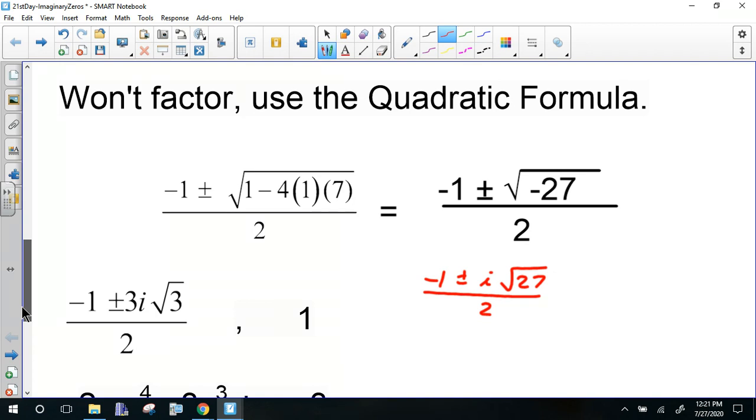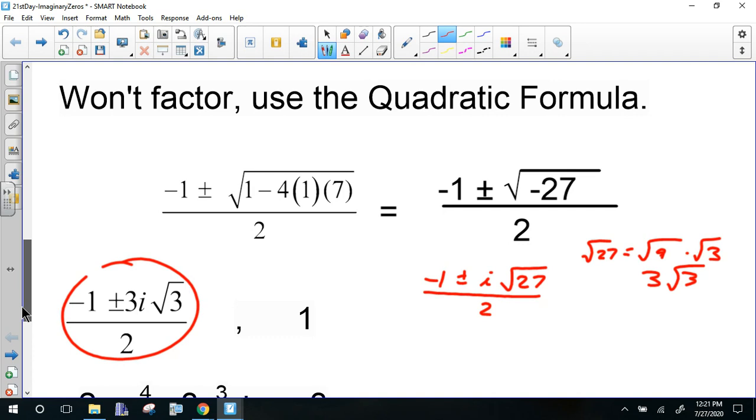Okay. Now the question is, can I simplify the square root of 27? Well, I can if there's a perfect square that's a factor of 27. Square root of 27 is the same as square root of 9 times square root of 3. That's 3 root 3. That's how I get this answer.